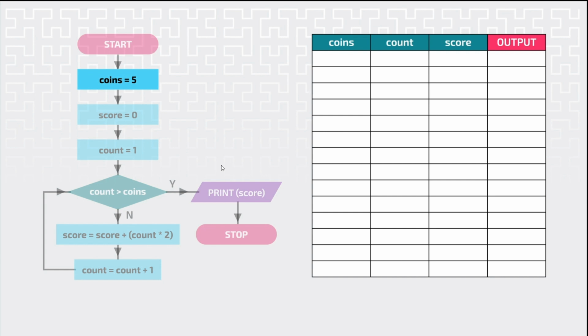This is where the trace table comes in useful. We will record the value of coins in the appropriate column and the first row of the table. Next, we have another variable declaration and assignment. This time, the score variable is being set to 0. To record this in the trace table, we need to move on to another row and put the value in the correct column for the variable score.